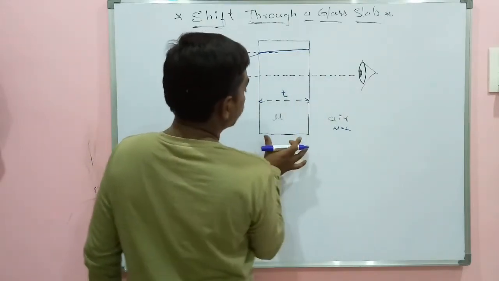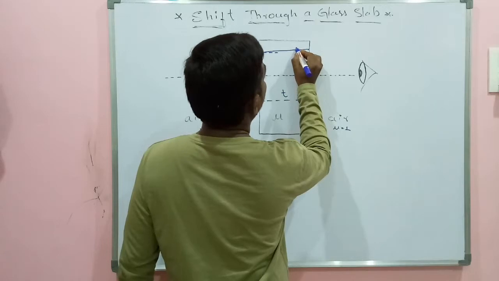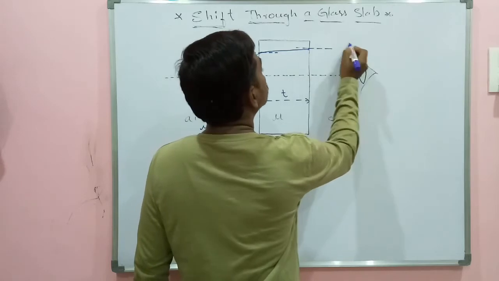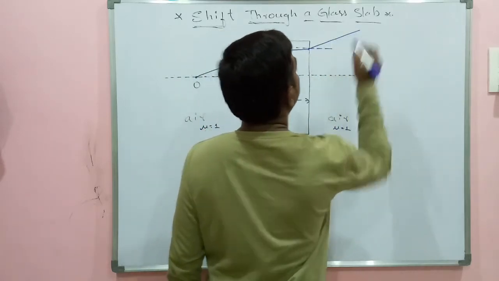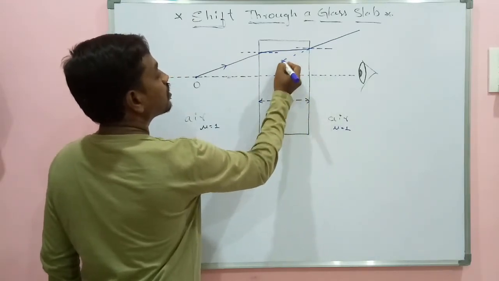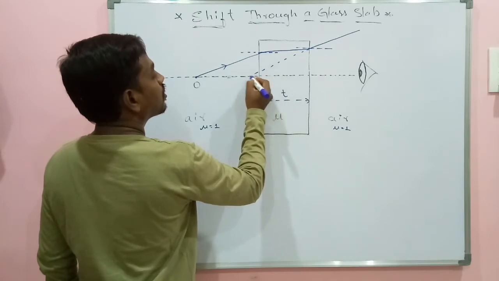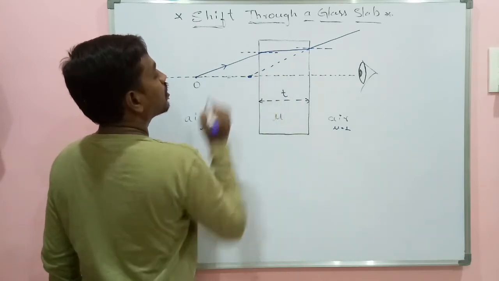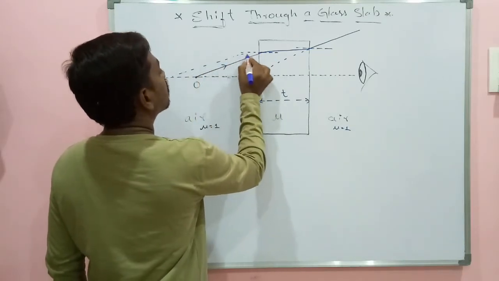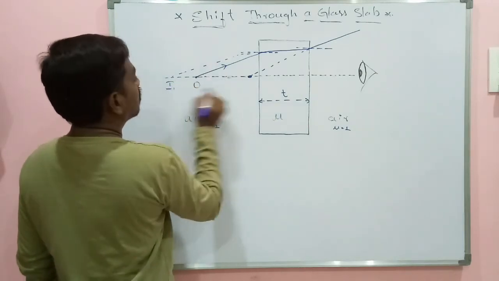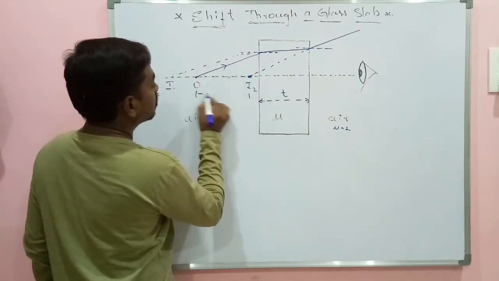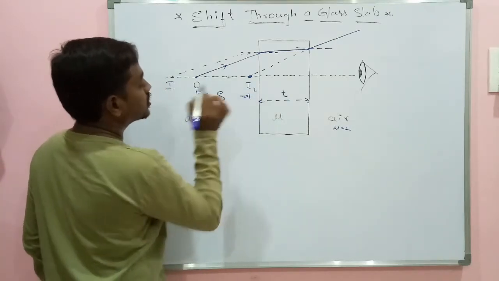Again let me draw. Again it is coming from the denser medium to rarer medium. So let this be the normal. And instead of moving the same path, it will bend away from the normal like this. Now if you back extend this, and if you back extend this, here this is what is called a shift S.